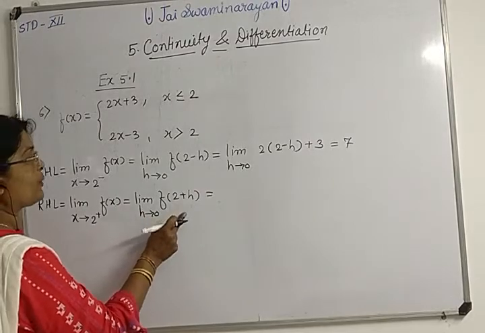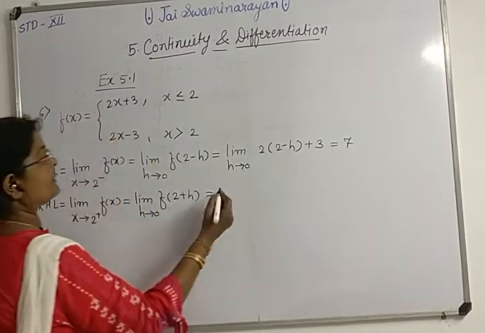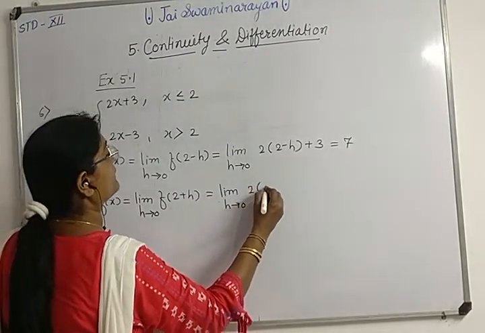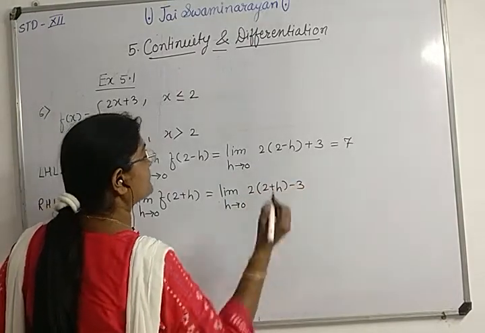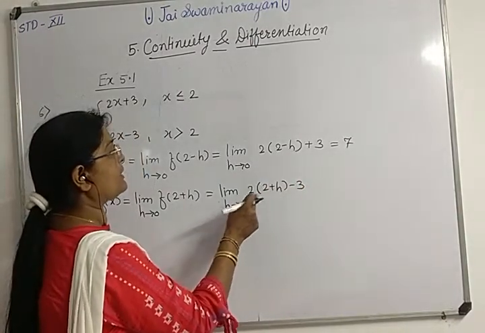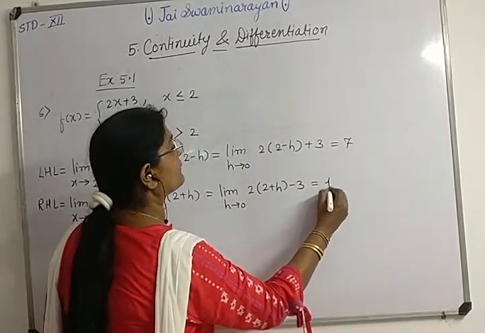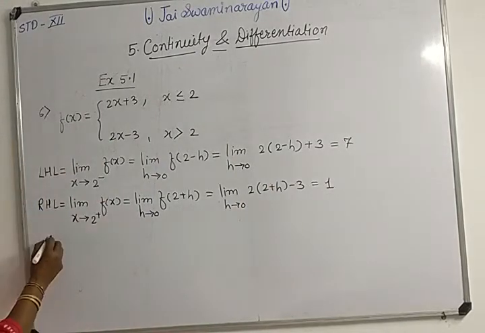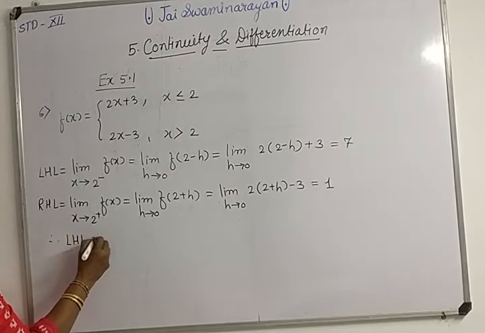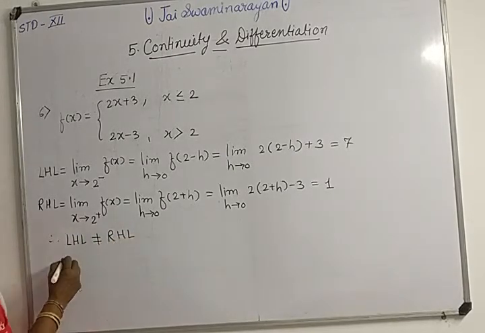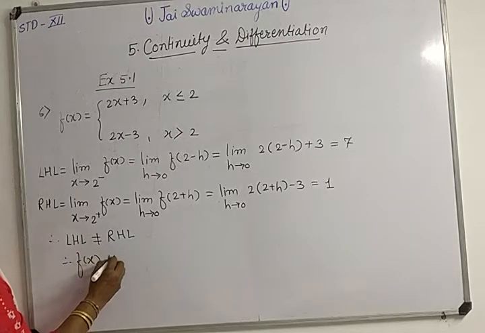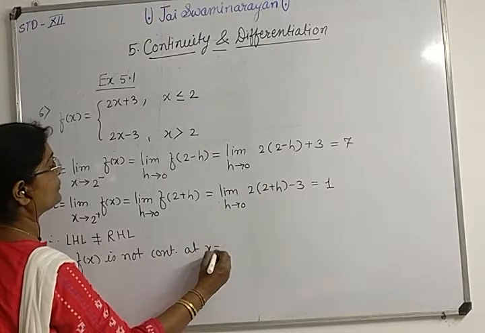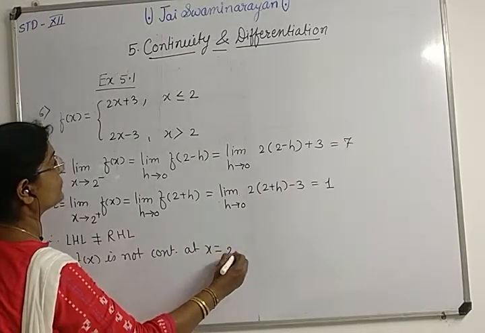For 2 plus h, for x greater than 2, the function is this one, that is equal to limit as h tends to 0 of 2 into bracket 2 plus h minus 3. Now put the value of h at 0, that is 2 to the 4, 4 minus 3 is 1. Since these two values are not same, it is not a continuous function, and therefore left hand limit is not equal to right hand limit, and therefore f of x is not continuous at x equal to 2.